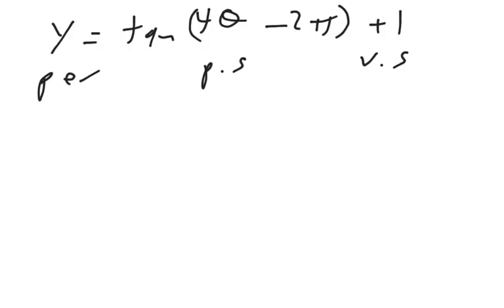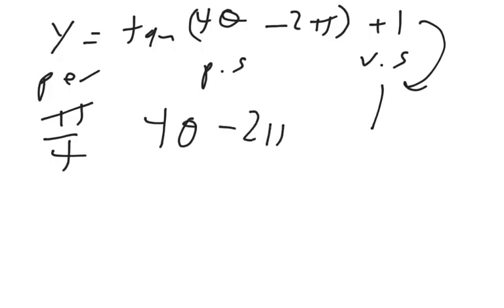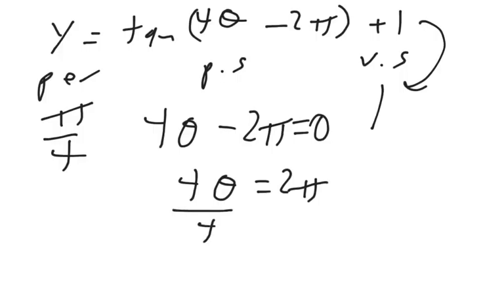Alright, in problem number 4, we're looking for the period and phase shift and vertical shift of this equation. So the period is simply pi over 4. The vertical shift, still the easiest one, we just take that 1. And for the phase shift, like in all of the other problems, we take whatever's in the parenthesis, set it equal to 0. So when I add 2 pi to the other side, we get 4 theta equals 2 pi. Divide by 4. And my phase shift is pi over 2.